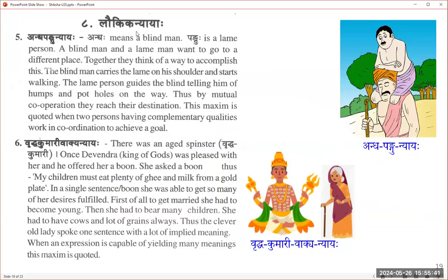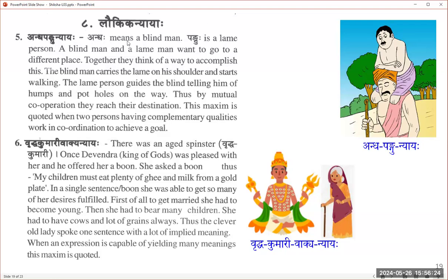Yes. So Laukika Nyayaha. Today there are two more. Andhapangu Nyayaha. Beautiful. And then Vriddha Kumari Vakya Nyayaha. So Andhaha Panguhu. Andhaha is a blind fellow. Panguhu is a lame fellow. So Andhapangu Nyaya is about how they combine effectively. When two people overcome their individual deficiencies by overlapping their capabilities, we say Andhapangu Nyayena Karyam Kritamasti, the work has been done by overlapping capabilities.